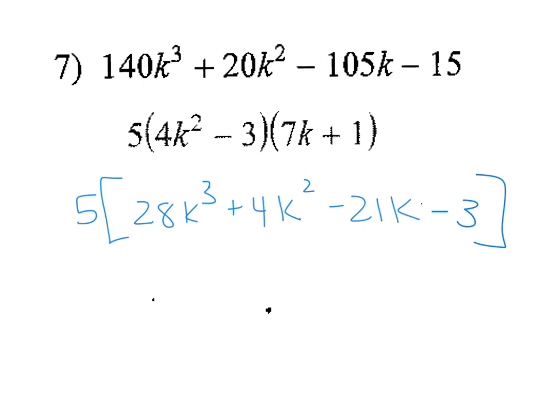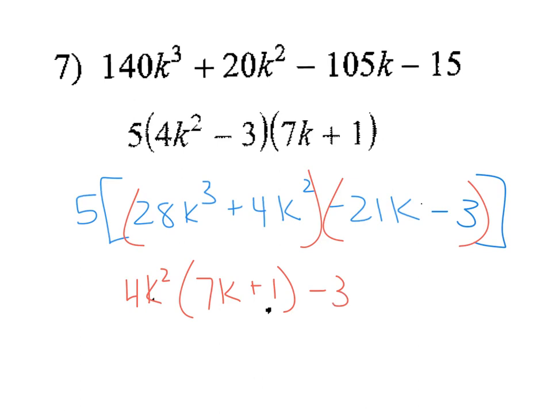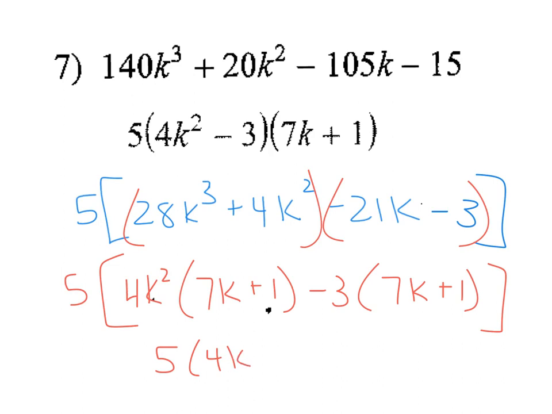Okay, now we're going to go into your 4-term grouping because we do have 4 parts here. So in the first part here, I can pull a 4 and 2 k's out of each part. So I'm going to have a 7k plus 1 left. On the second one here, I can pull out a negative 3, and it's going to be 7k plus 1. Okay, again, that 5 is technically out front. So now I rewrite it. 5 stays out front. 4k squared minus 3 combines together. And then you rewrite the 7k plus 1.